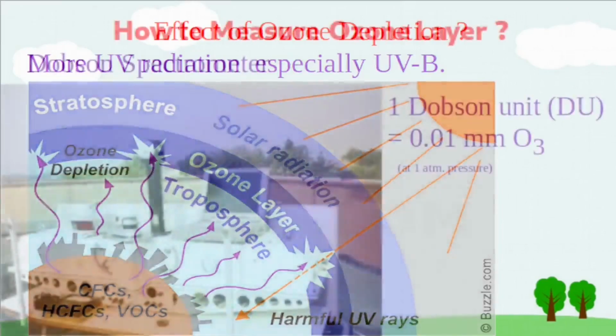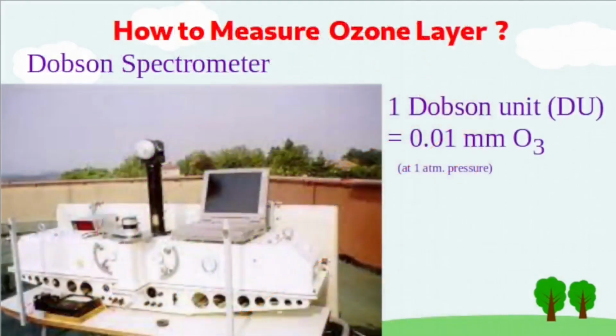The amount of atmospheric ozone is measured by Dobson spectrometer and is expressed in Dobson unit, DU. 1 DU is equivalent to a 0.01 mm thickness of pure ozone at the density it would possess if it were brought to ground level at 1 atmospheric pressure.